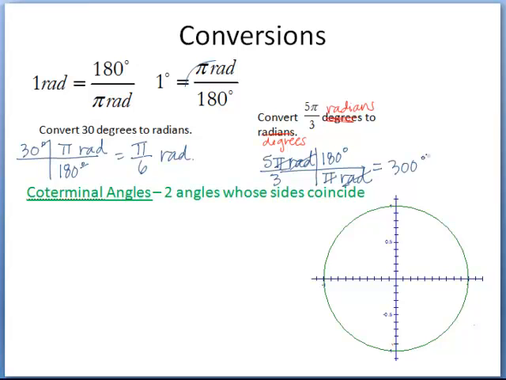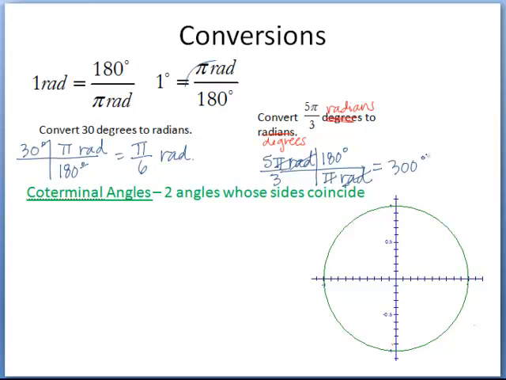Okay, so the next thing we're going to talk about is coterminal angles. Coterminal angles are basically just two angles whose sides coincide, which means that they're two angles that land in the same place on the unit circle. They have different measures, but on the unit circle, they look like they're the same angle.